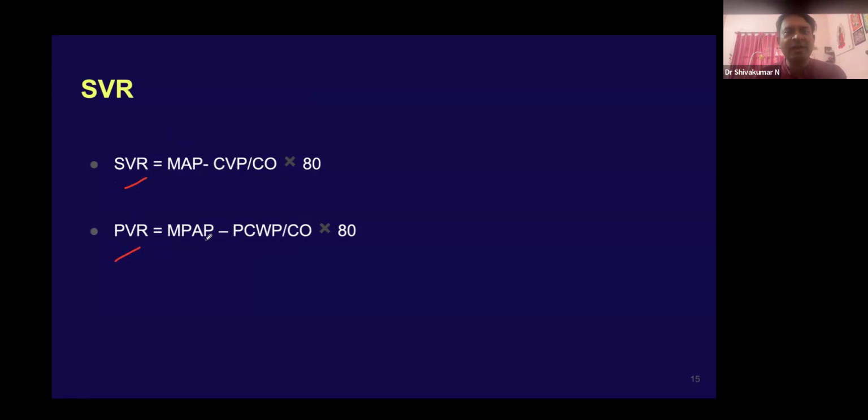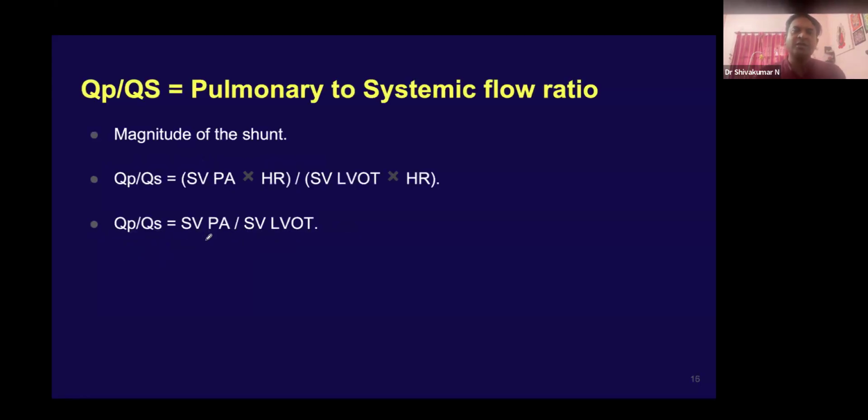So we discussed VTI, cardiac output, calculated indices, and measurement of SVR. Another important measurement is when you're suspecting a shunt in a patient, maybe a VSD.